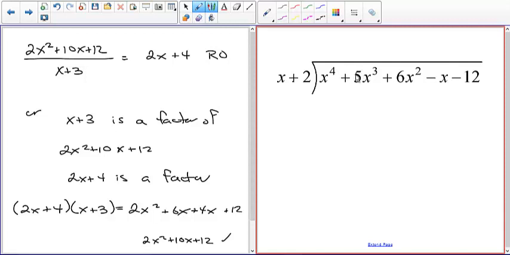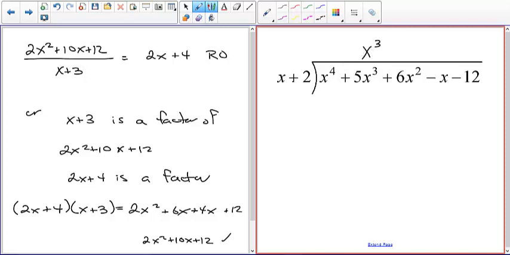Okay, so everything's in here. We've got x to the 4th, x cubed, x squared, x, constant. So the question is, what do I need to multiply x by to get x to the 4th? The answer is x cubed. So I put that up there. Again, I'm just worrying about the 2 highest order terms. This times that equals that.